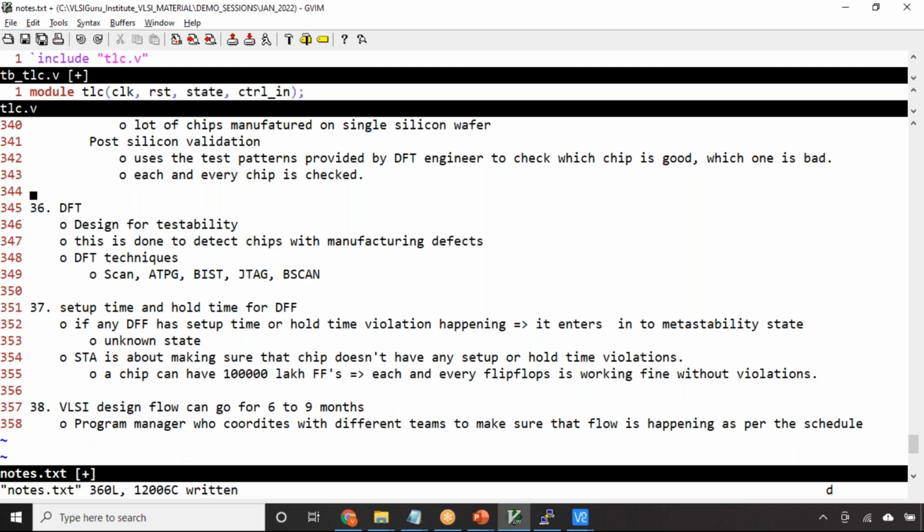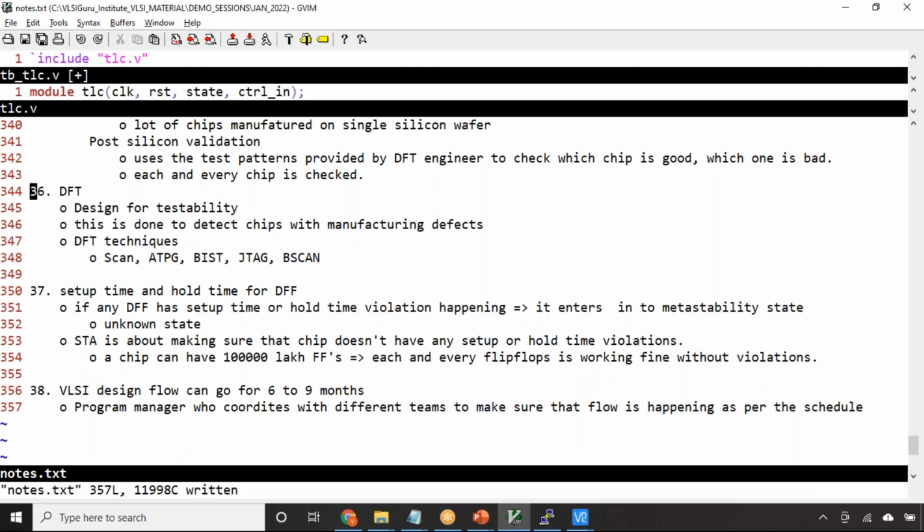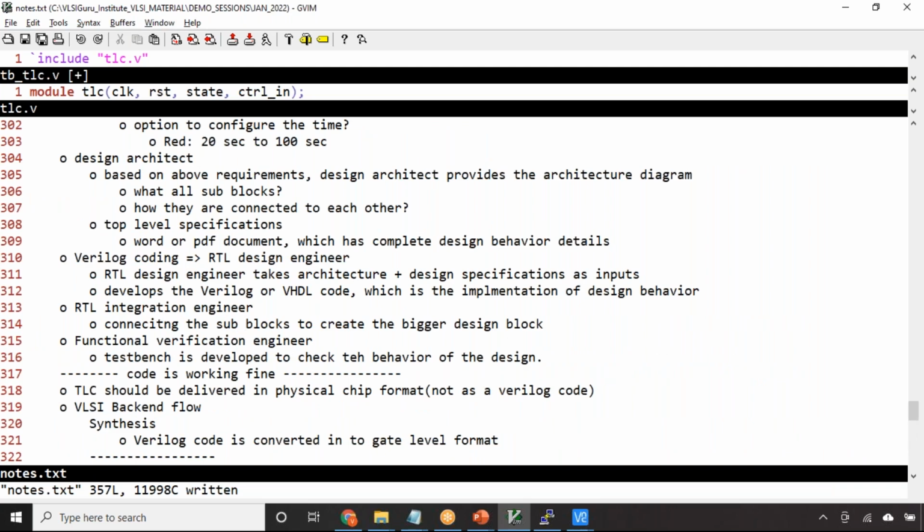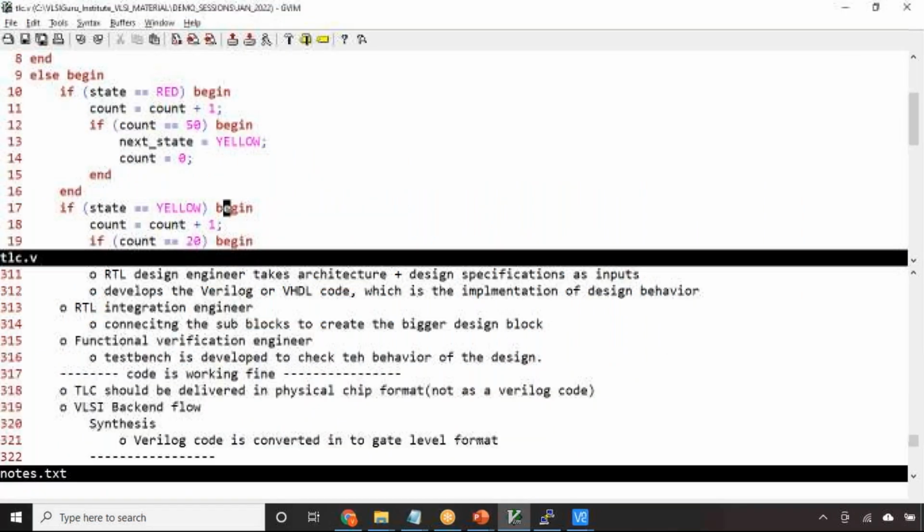So any questions so far? Did you all get an idea of what the VLSI design flow is?